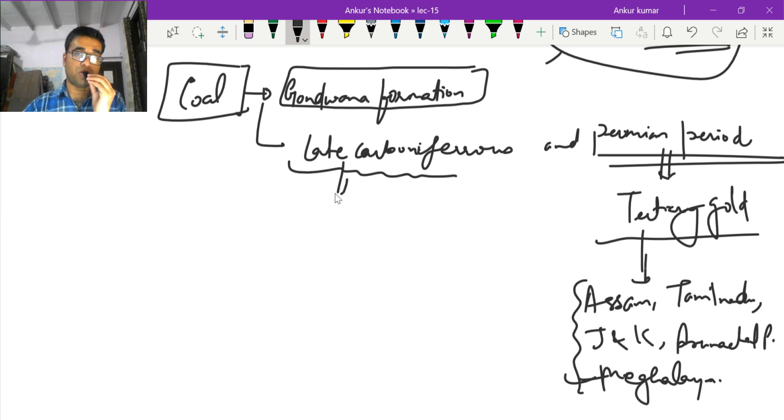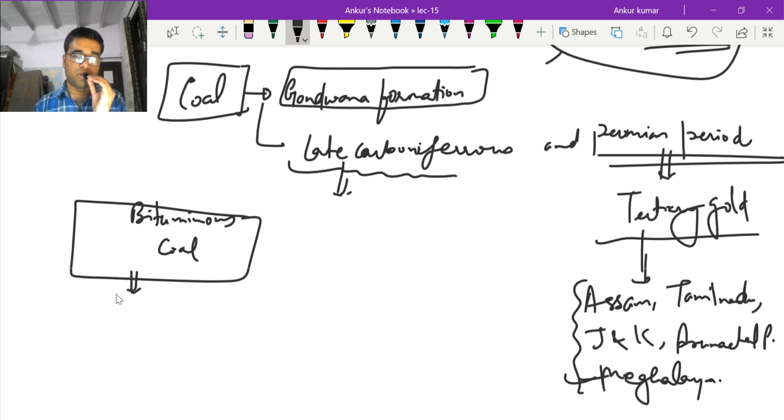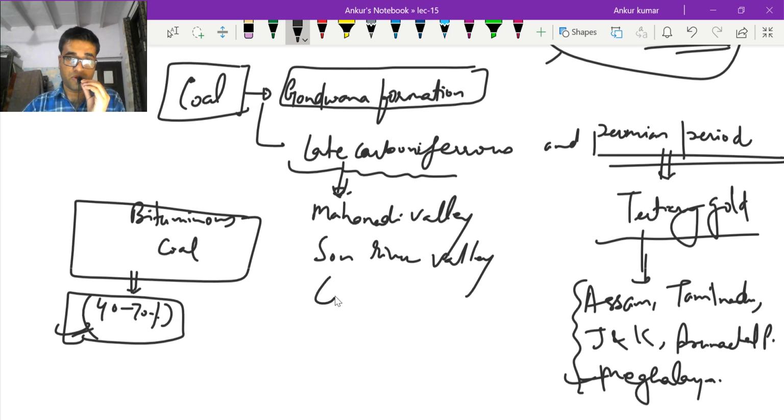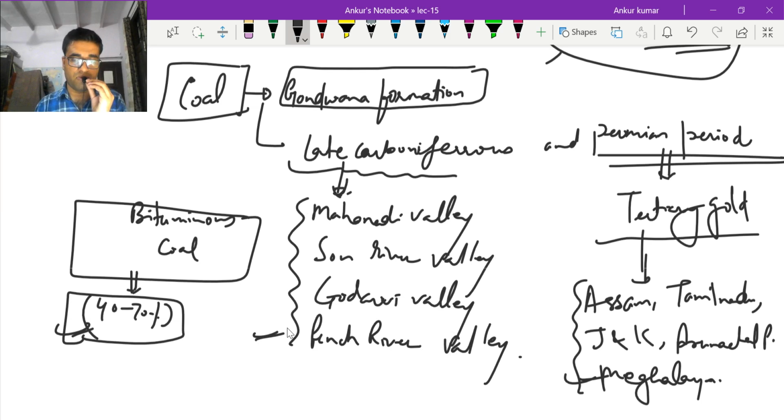The coal which is found in the Carboniferous time, it is bituminous coal. And in bituminous coal, the content of carbon is from 40 to 70%. This is the content of carbon in this bituminous coal. And in the late Carboniferous, the coal is found basically in rift valleys: Mahanadi Rift Valley, Son River Rift Valley, Godavari Valley, Pench River Valley. Okay, so these are the main areas where the bituminous coal is found, right?